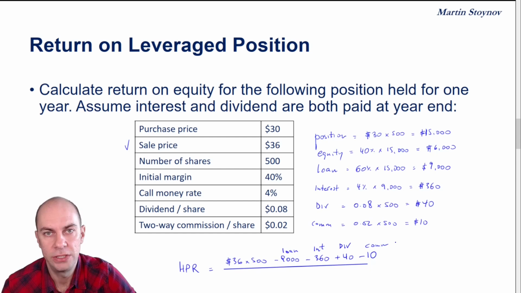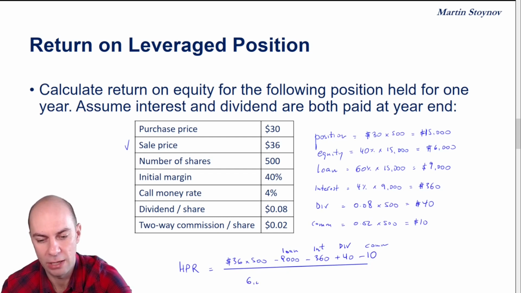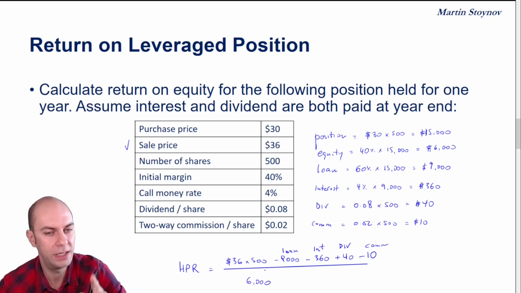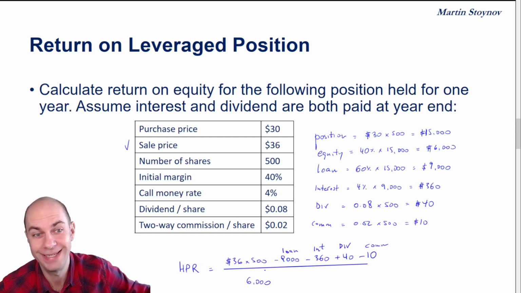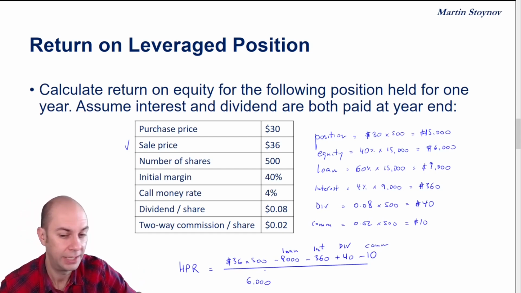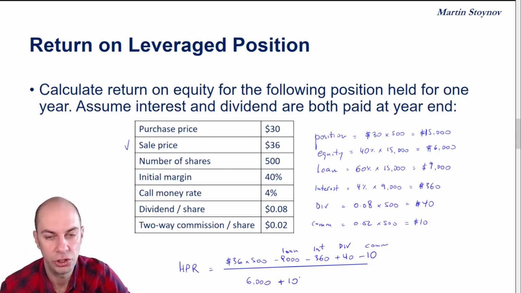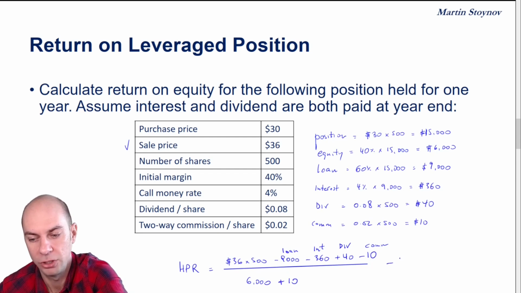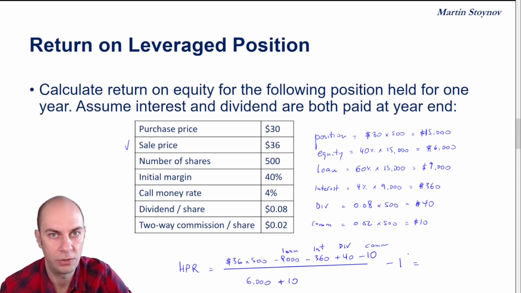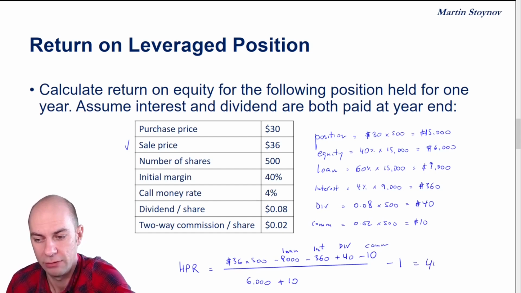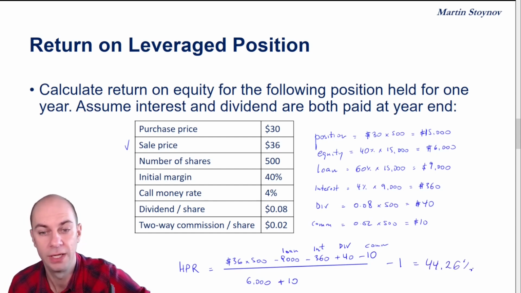Now, for the denominator, I need to have my equity, so I had 40% of 15,000. That's $6,000 of equity. But be careful here. When you entered the position, you also had to pay the commission. So that was an additional outlay of $10 at the time you purchased the shares. So we're going to be adding that to the denominator as the commission on the purchase. And of course, the HPR formula should have a minus 1 here. So go ahead and check what that gives you. And my friends, I'm getting 44.26%, which is our accurate calculation.